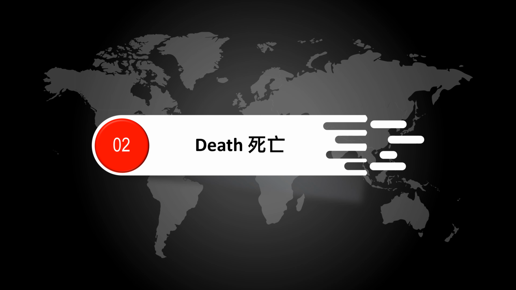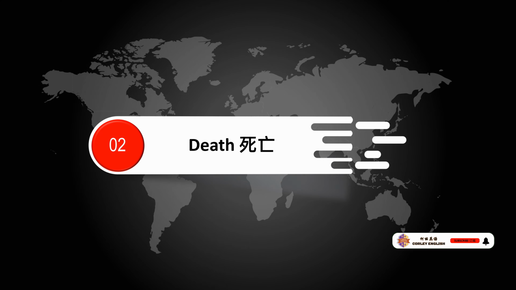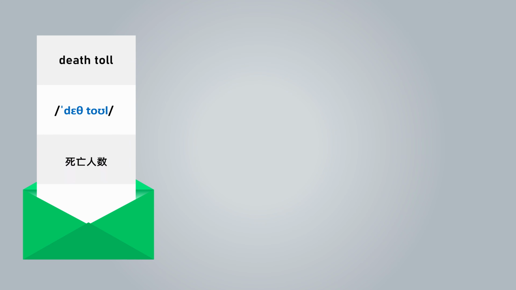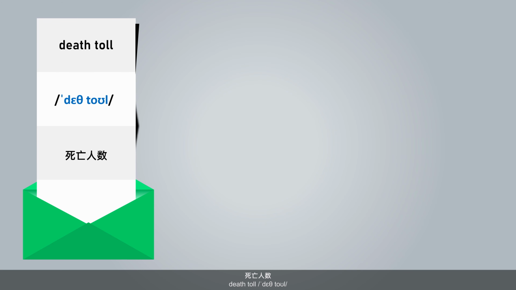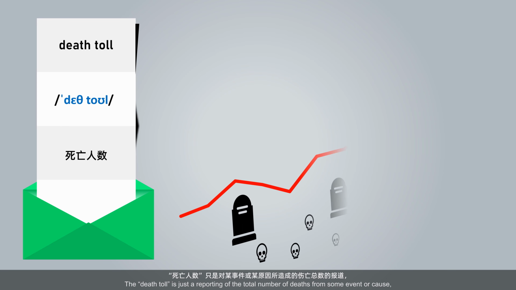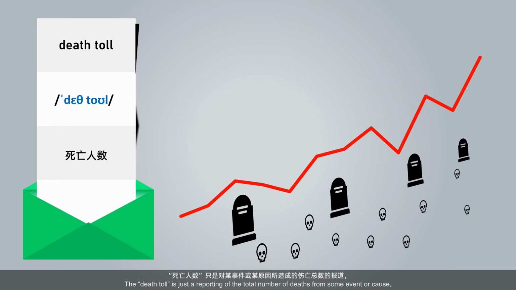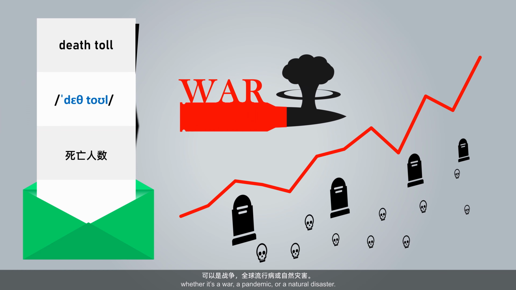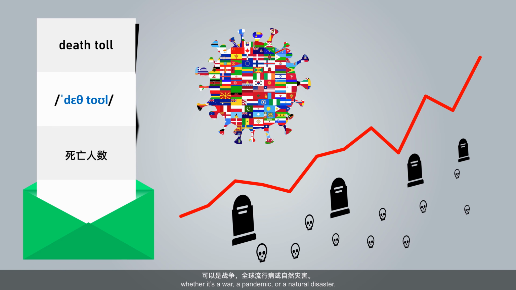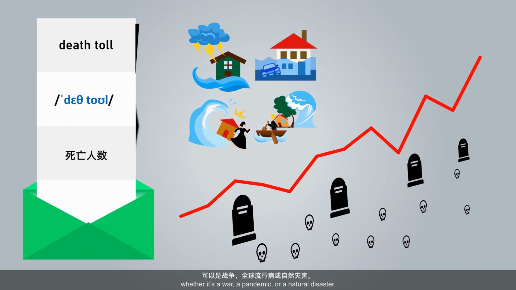Death. Death toll. The death toll is just a reporting of the total number of deaths from some event or cause, whether it's a war, a pandemic, or a natural disaster.